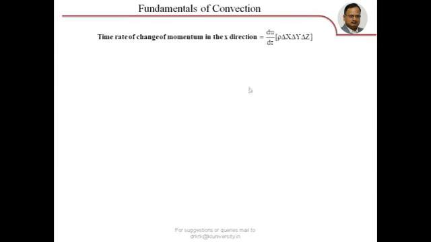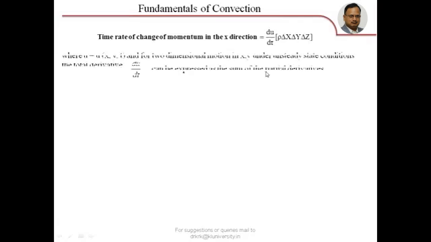Now let us write the equations. The rate of change of momentum in the x direction is dou u by dou t into rho del x del y del z. That is, rho del x del y del z is mass del m, and dou u by dou t is acceleration. Mass into acceleration. Is it clear?